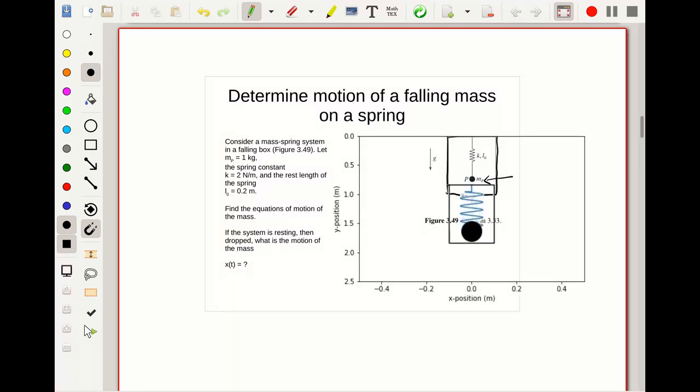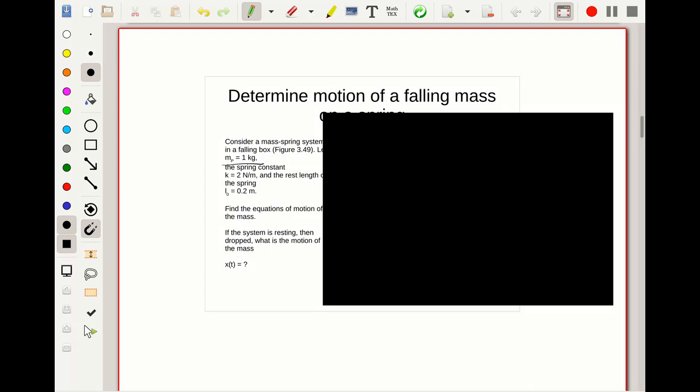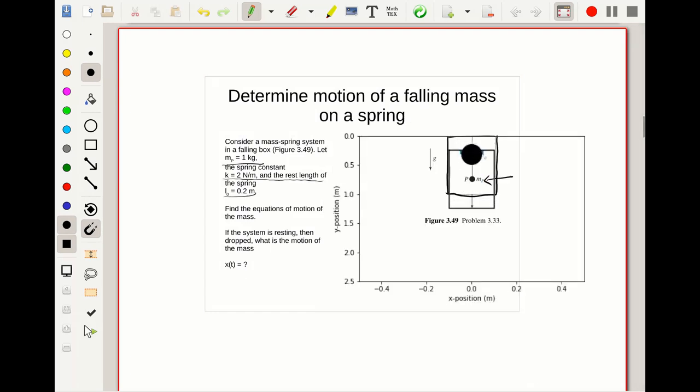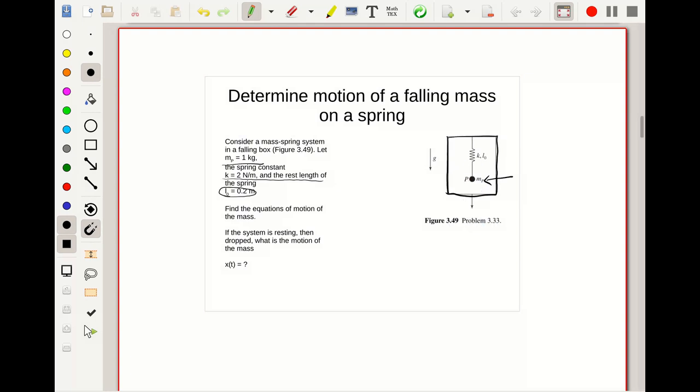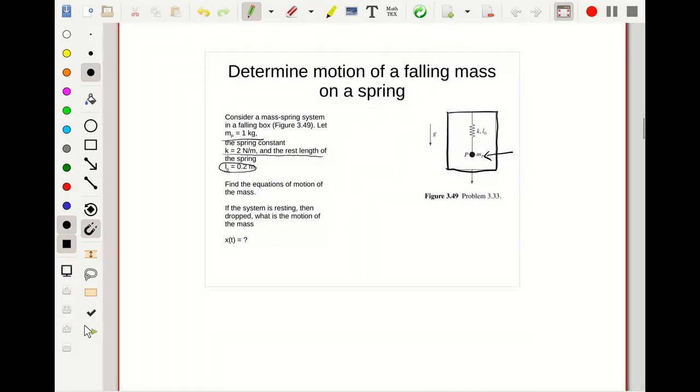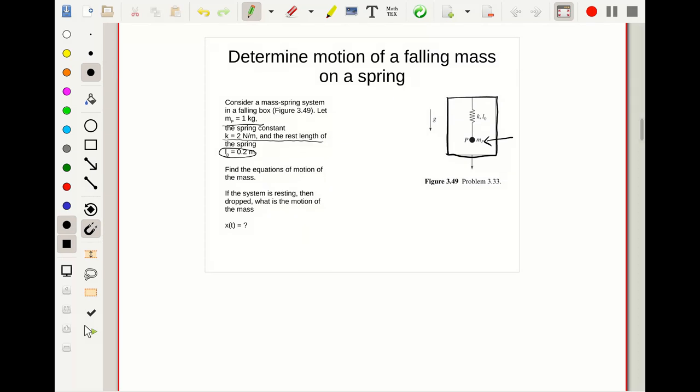So the mass inside the box is 1 kilogram, the spring constant is 2 Newton per meter, and the initial length of the spring is 0.2. So the unstretched length of the spring is 0.2 meters. Initially the system is at rest, so the spring is a little bit stretched, and then it's dropped, and then this mass starts to bounce up and down. So what is x of t?